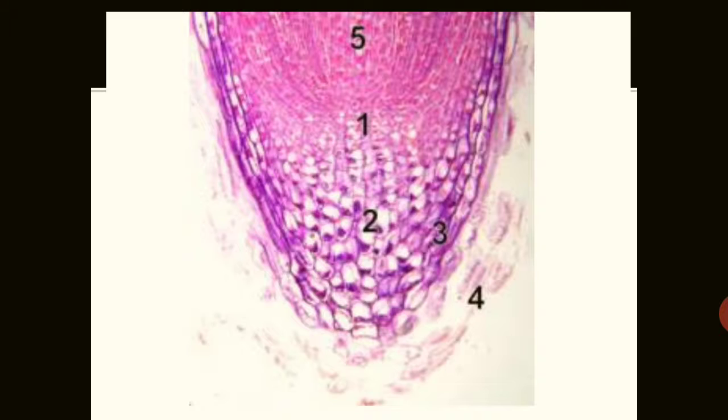These are the zones. Number 1 is the zone of division. The tissue is going to divide and divide and divide with the help of mitotic cell division. Then it is going to be differentiated into these tissues. Then again it is going to be the matured area, and after that when the cells are mature, they lose the power of division.